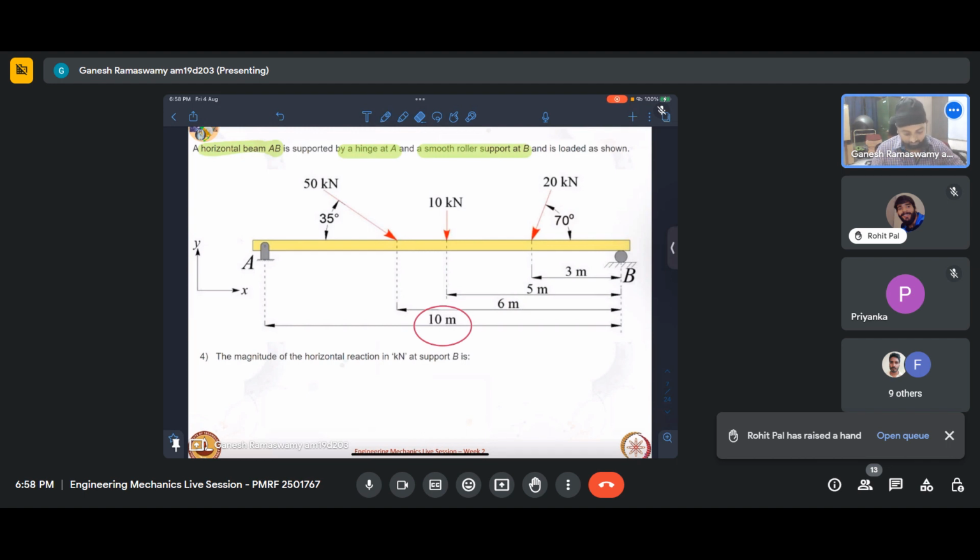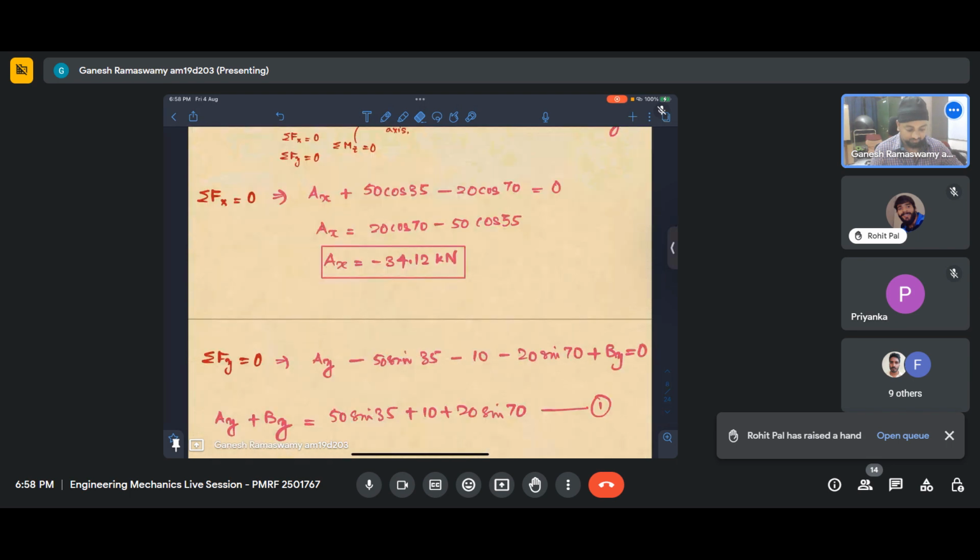So under the action of these loads, it is given that this beam holds, that is, it is in place, it is not moving, it is at rest. So by invoking the principle of statics, find out all the unknowns. So what were the unknowns? AX, AY, BX, BY. BX by definition is zero because it's a roller support and it is a smooth roller. AX, AY and BY we have calculated as given in this solution.